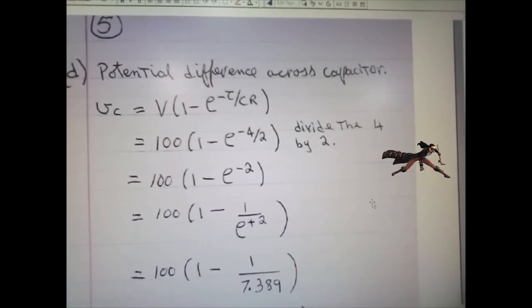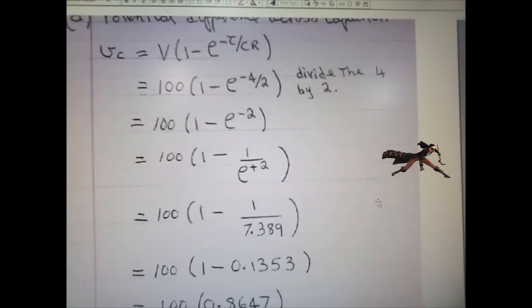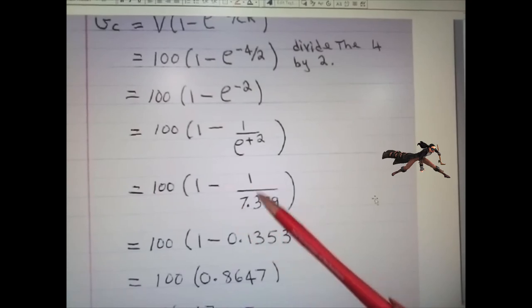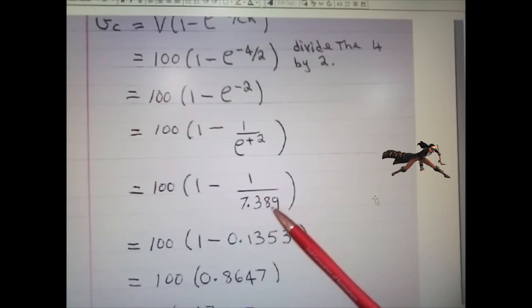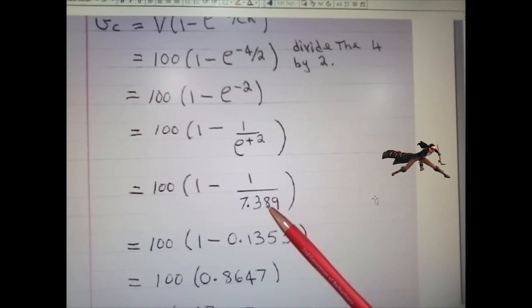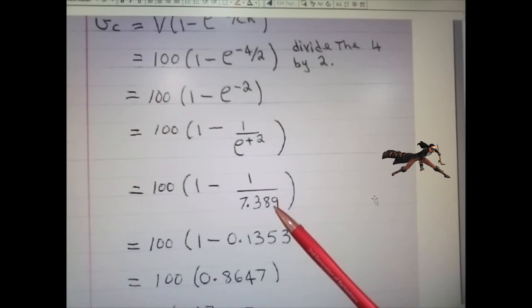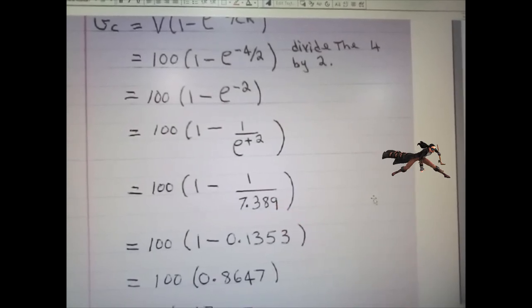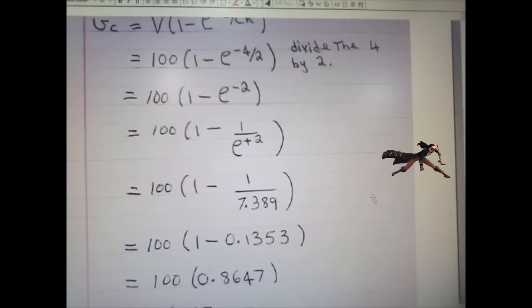Now, what you then get is 100(1 minus 1 over 7.389). I get 7.389 on my calculator, but it's possible that you might get 7.388. Again, I will leave that as is, because it did not make that much difference to the actual outcome of the voltage.